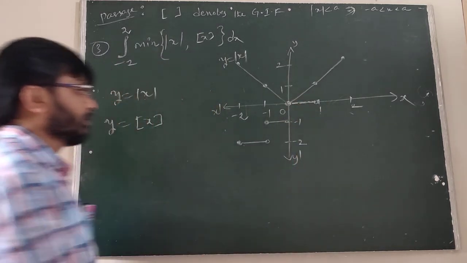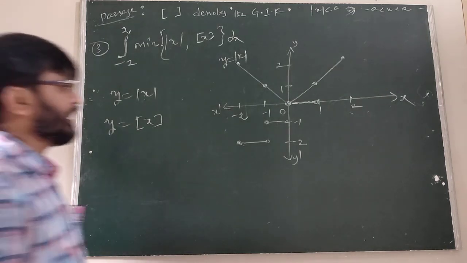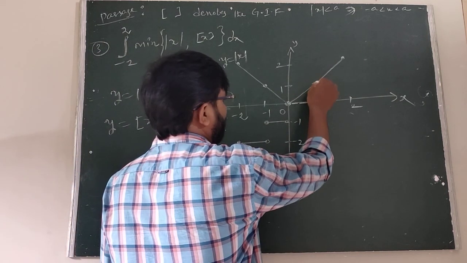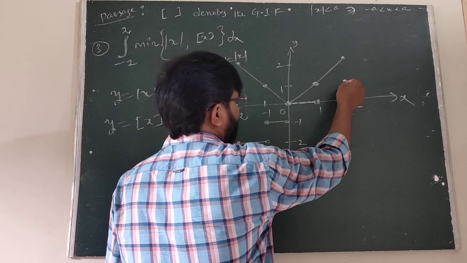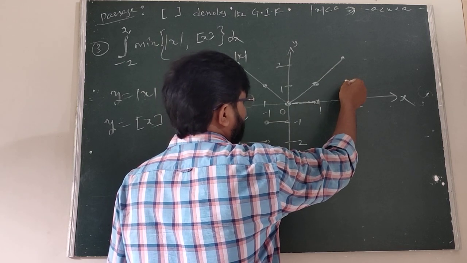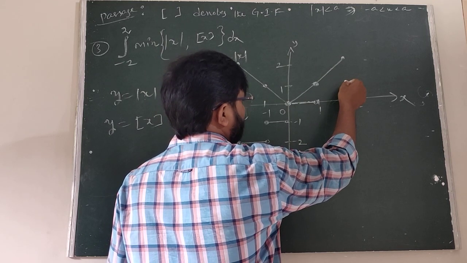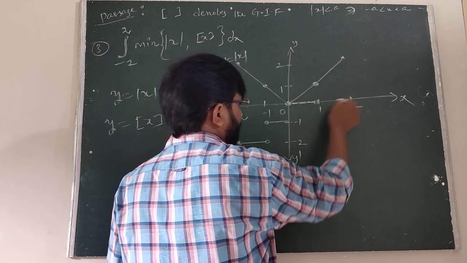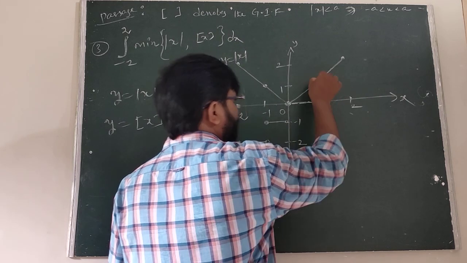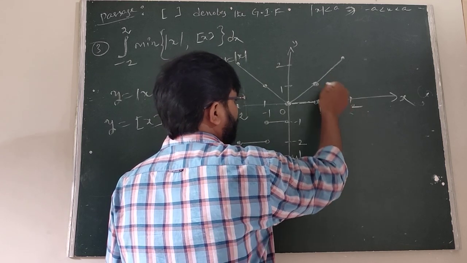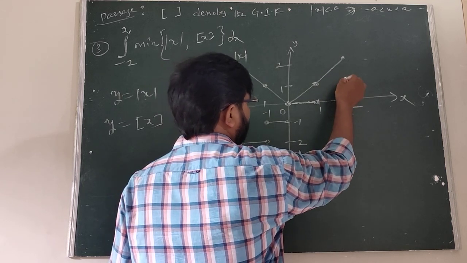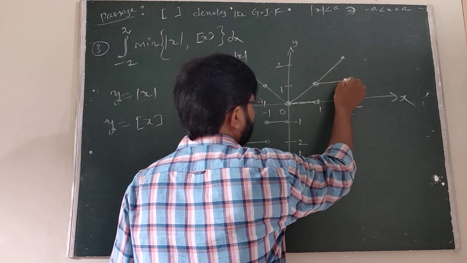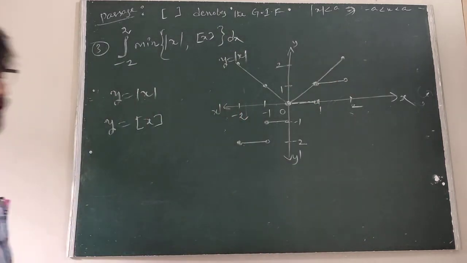Is it clear? Therefore, when we are taking exactly 1, it is 1. But 1.9 is also 1. Is it clear or not? Therefore, we can think that when we are taking the values between 1 and 2, each one equals 1. 1.5 is also 1. Therefore, this is the graph of the step function.